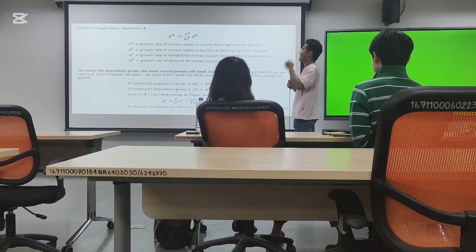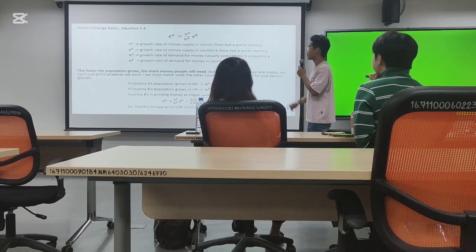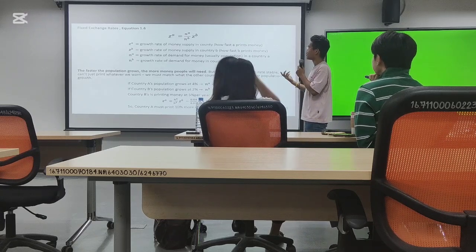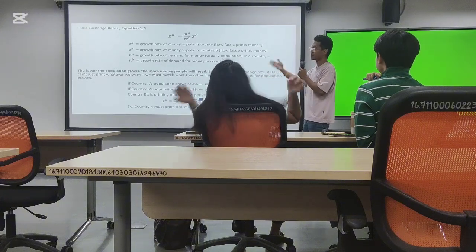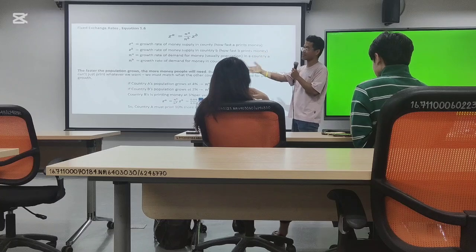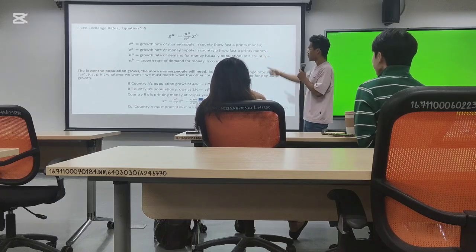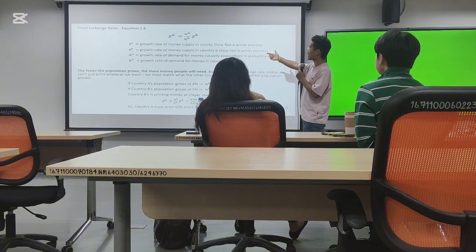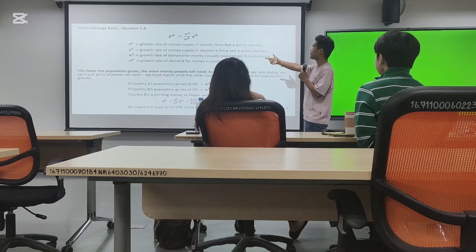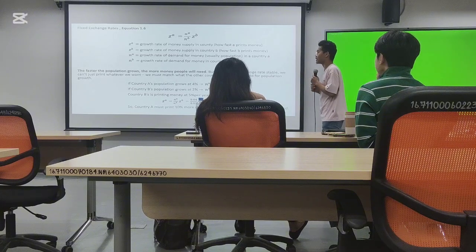So let's look at the fixed exchange rate equation of 1.6. The concept is, how do we fix the exchange rate when the other country's currency is changing? In this case, we use this formula. ZA is the money supply in country A, ZB is the money supply in country B, and then the growth rate of demand for money in country A and the growth rate of demand for money in country B.